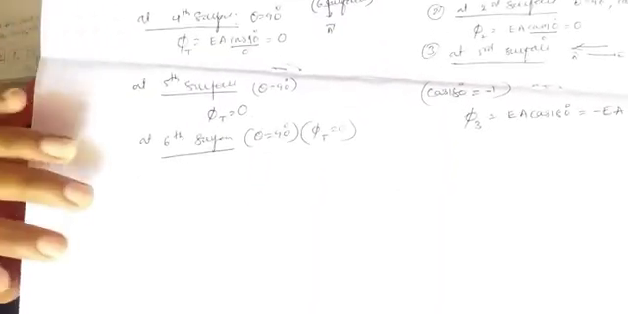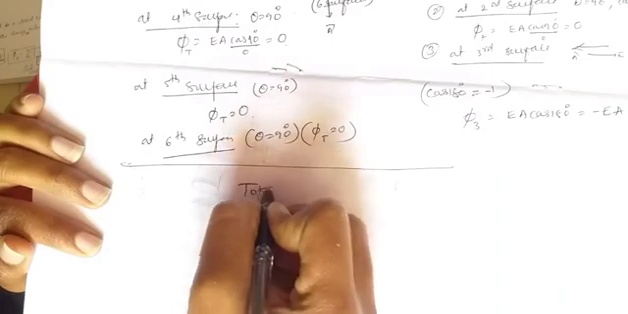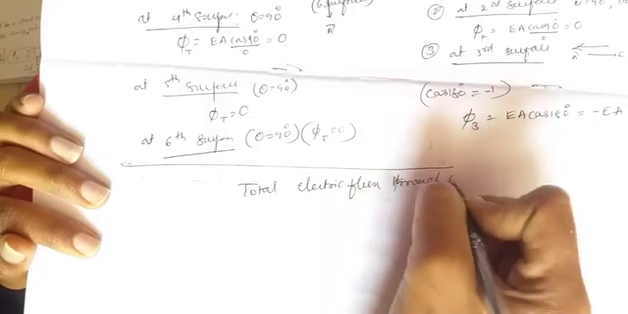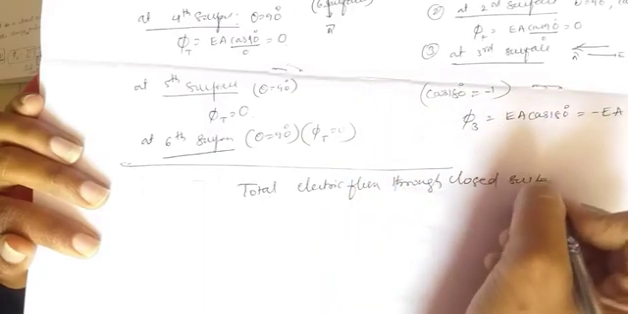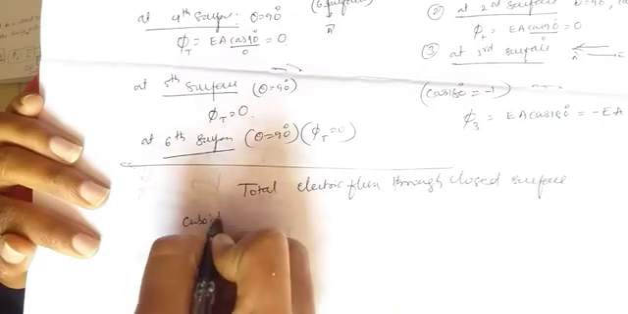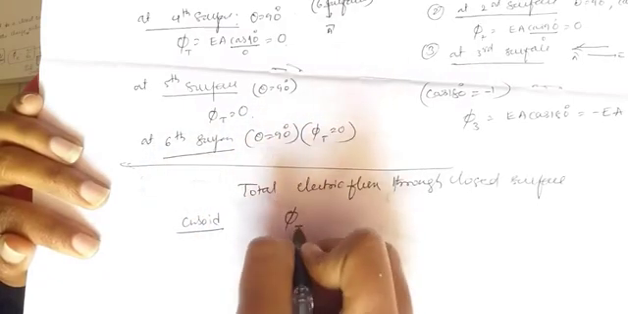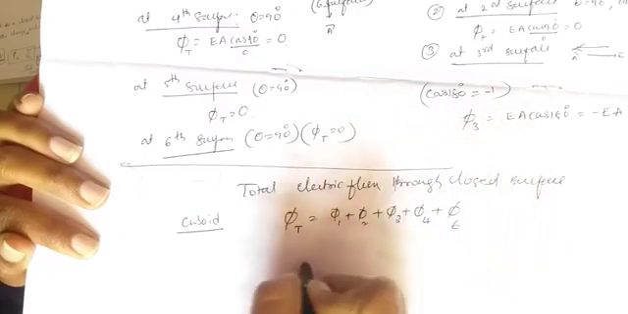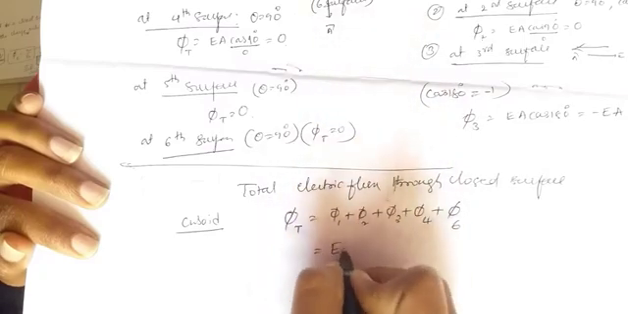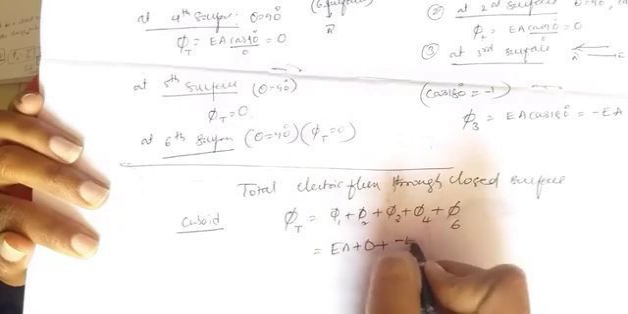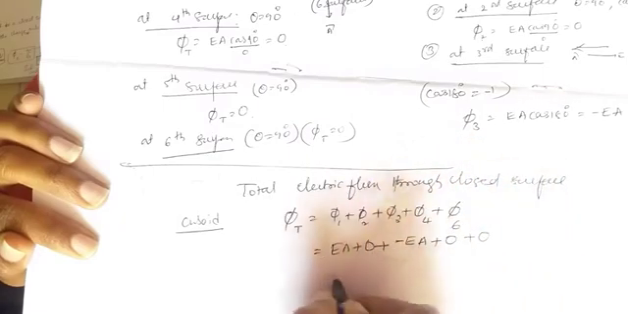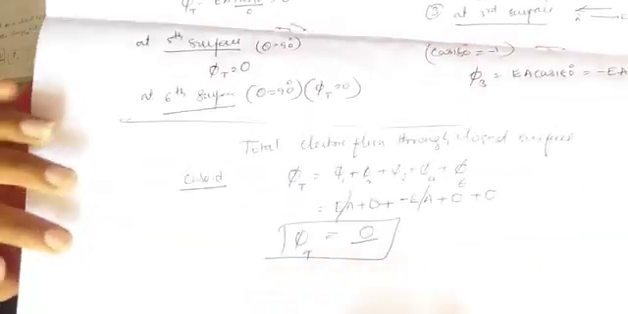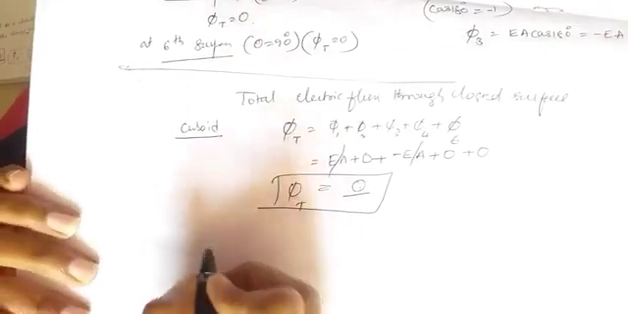So now the total electric flux through the closed surface, the cuboid. Phi total is equal to phi 1 plus phi 2 plus phi 3 plus phi 4 plus phi 5 plus phi 6. So that is phi 1 is EA, phi 2 is 0, phi 3 is minus EA, phi 4 is 0, phi 6 is 0. So here we are getting the total flux as 0. Then the total flux through a closed surface is 0.